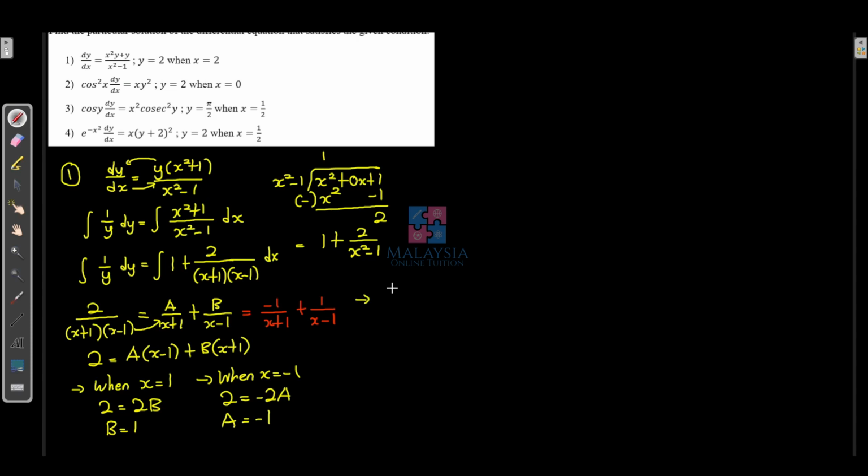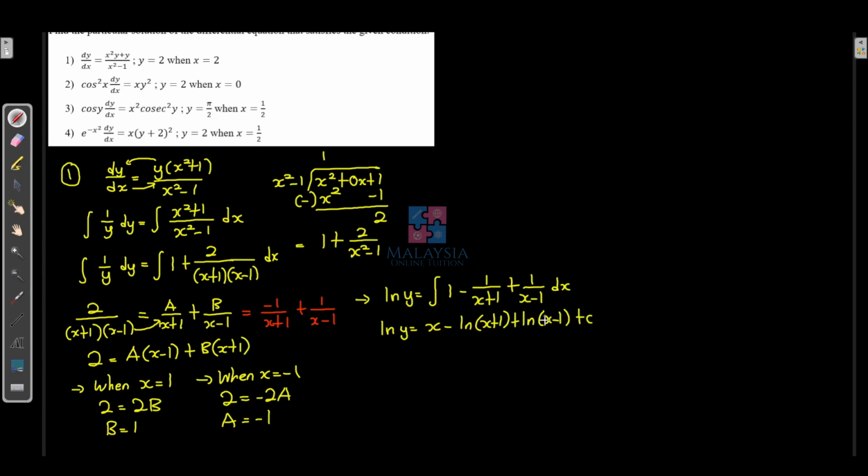On the left hand side, 1 over y dy, the integration is going to be ln y, equals the integration of 1 minus 1 over (x plus 1) plus 1 over (x minus 1) dx. Then we can integrate the right hand side. The integration of 1 gives x, minus the integration of 1 over (x plus 1), which is ln of (x plus 1), because when you differentiate the denominator, x plus 1, you get 1, and you already have 1 on top, so it is straight away ln of (x plus 1). The same reason applies to 1 over (x minus 1), so this is just ln of (x minus 1) plus c.